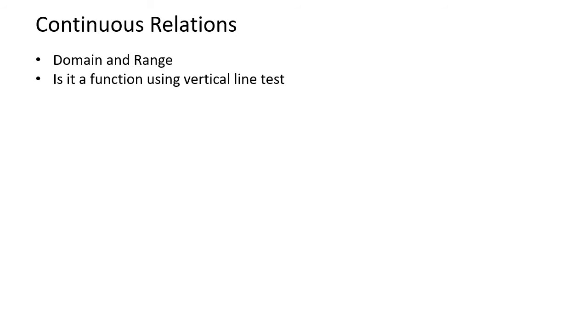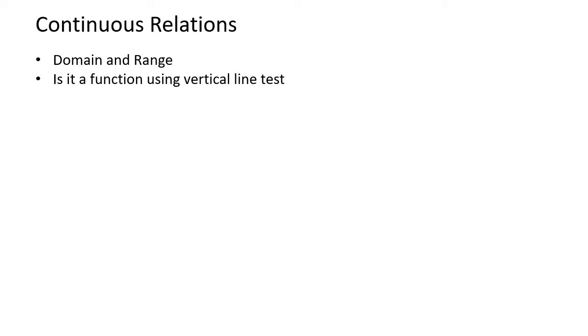In this lesson, we are going to look at continuous relations, and specifically, we're going to look at how to determine the domain and the range, and also to tell if it is a function using something called the vertical line test. But first, what is the difference between continuous and discrete?